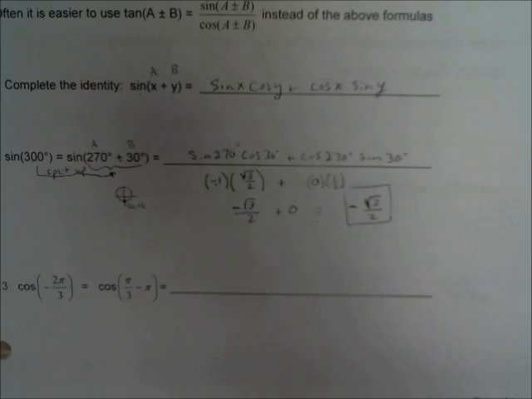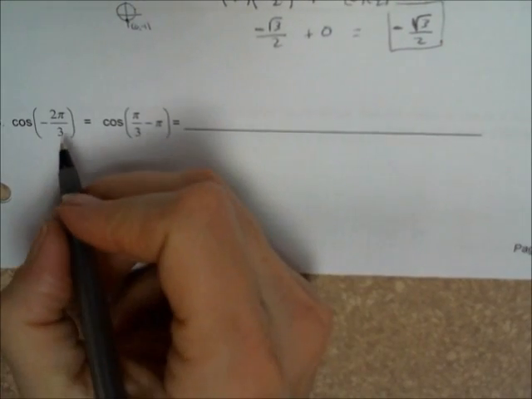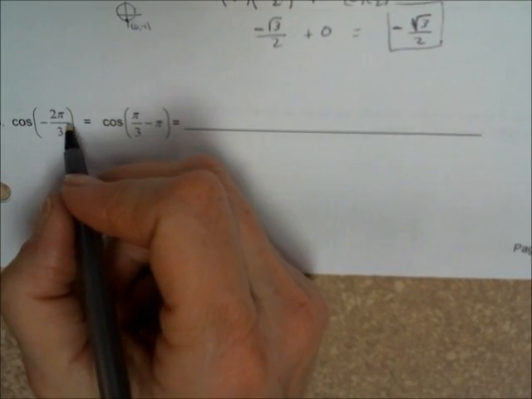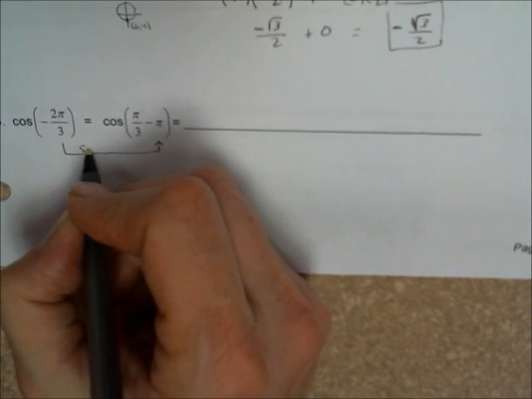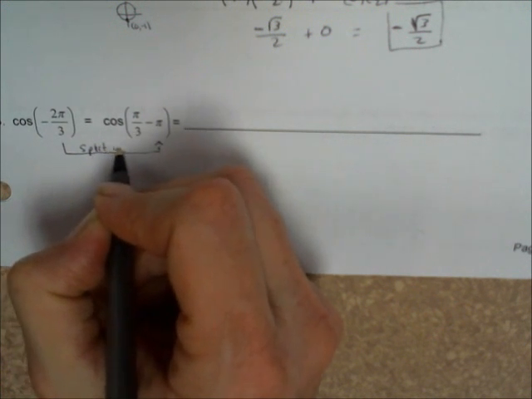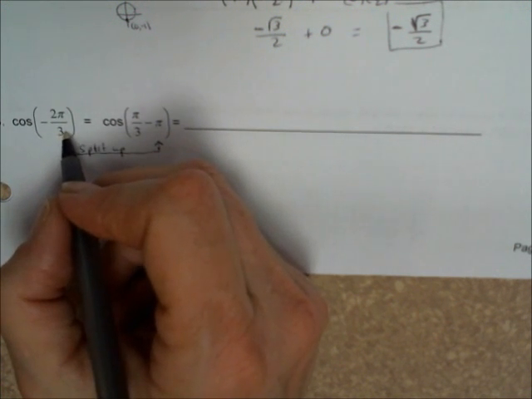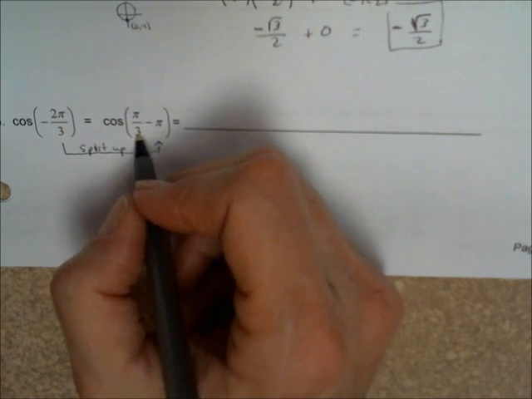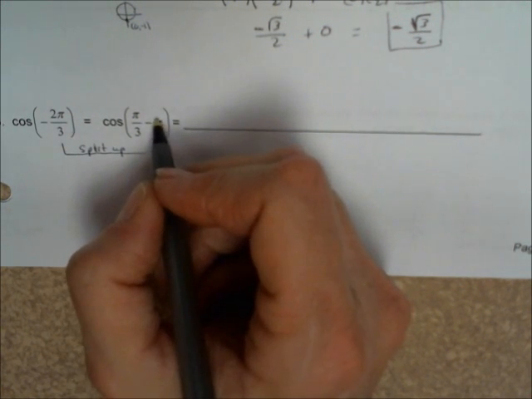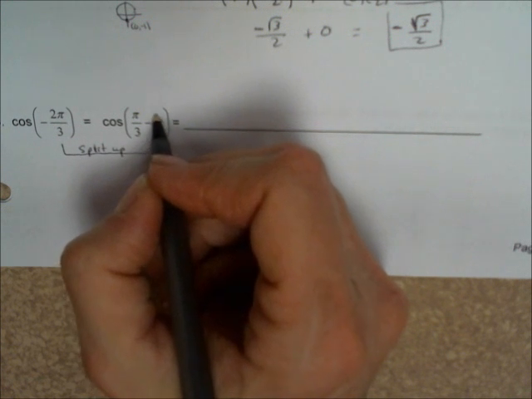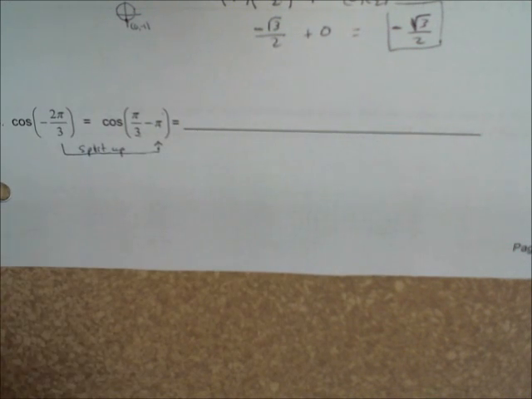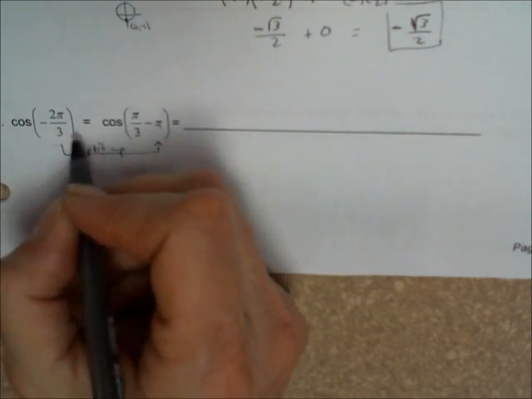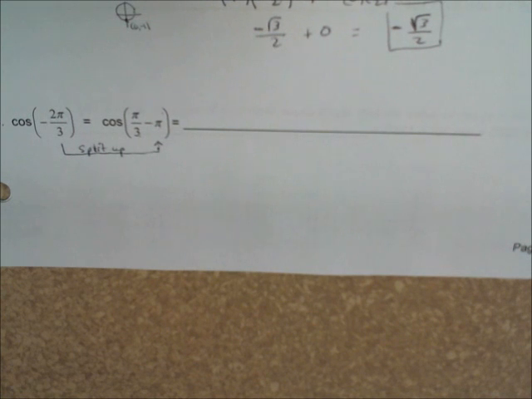Now what we're going to do, this one is a lot trickier because it contains radian measure. -2 pi over 3. Well, what I did here is I split it up. And I know -2 pi over 3 is the same thing as pi over 3 minus pi. Well, pi is the same thing as 3 pi over 3. So pi over 3 minus 3 pi over 3 is -2 pi over 3. So I'm just splitting this up so I can figure out what the cosine of -2 pi over 3 is.